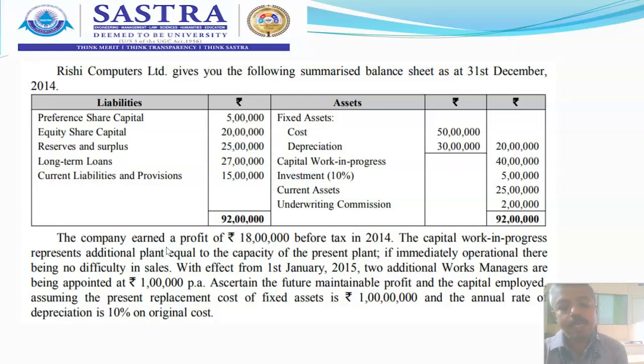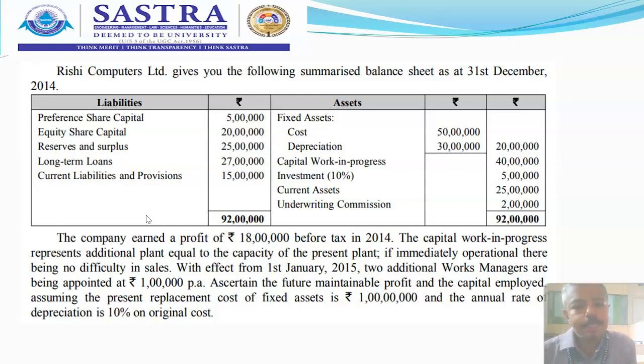So we have seen till now 4 methods. The 5th method, goodwill by capitalization of super profit method. So what is it? Simple, only 2 steps. Calculate super profit as we discussed in the previous methods, and then goodwill is equal to super profit divided by normal rate of return.